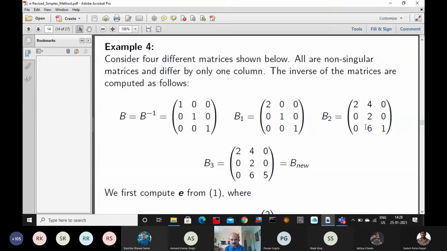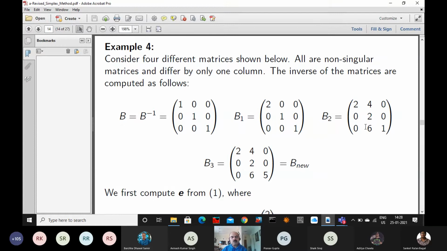Now let us say we are interested to find the inverse of B3. Since there are 3 different columns we are changing, our result will be E3 into E2 into E1. Please remember, B3 inverse will be E3 into E2 into E1. So 3 different matrices you have to multiply. That is the reason we are saying product form of inverse of a matrix.